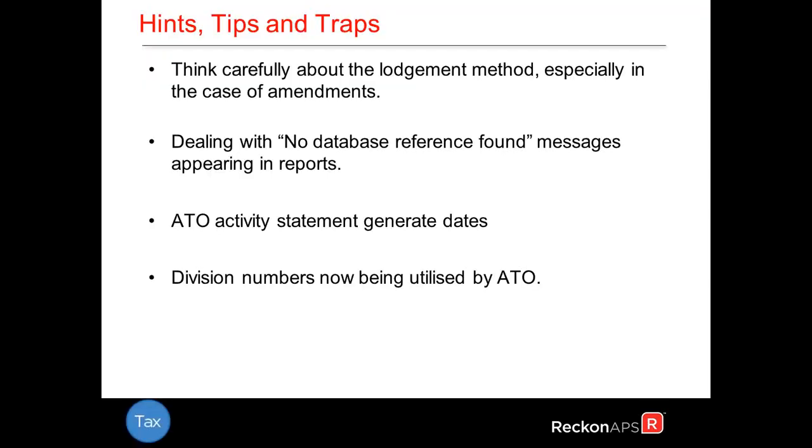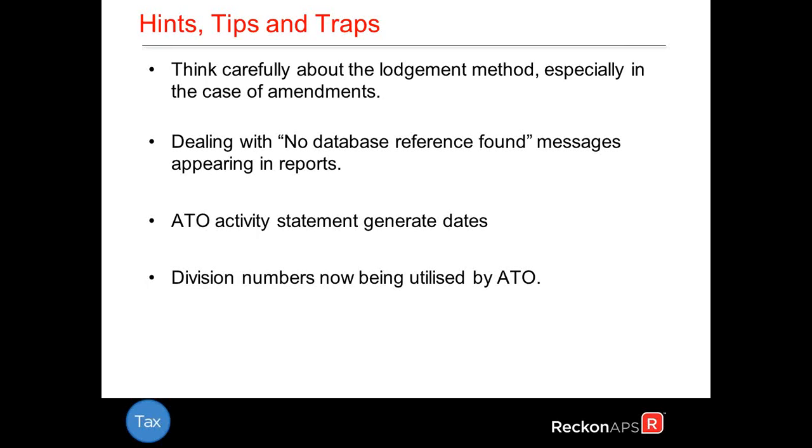Hints, tips and traps is the final section. So obviously, as I mentioned in session 1 today, you need to think very carefully about the method of lodgement, especially common in the case of amendments. It is very, very easy when a client is receiving their paper-based activity statements and they're being sent directly to their home address or business address. The client picks up the phone and says, look, Mr. Accountant, I've made a mistake on my previous activity statement. I need to lodge an amendment. I don't know where to start. The agent's more than happy to oblige.